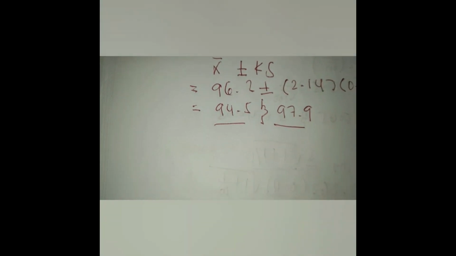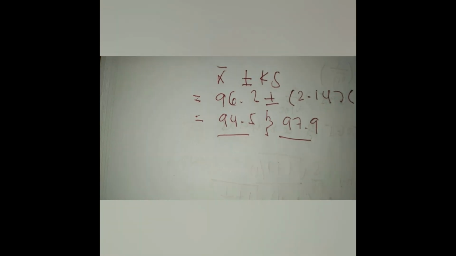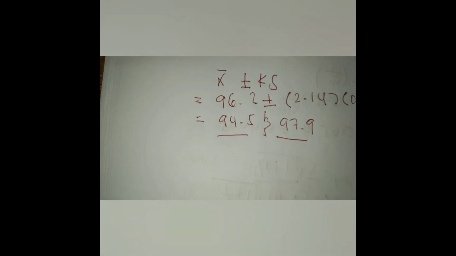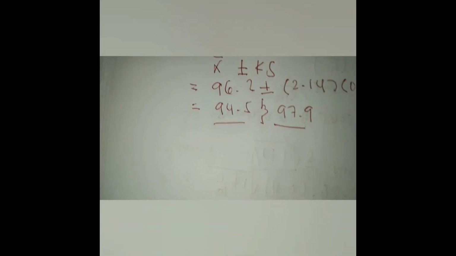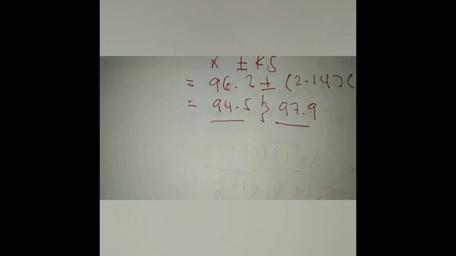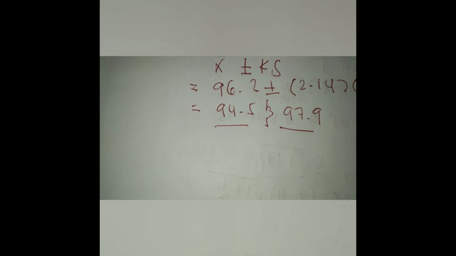This tells us that the lower and upper bounds are 94.5 and 97.9. We are 95% confident that the above range covers the central 90% of the distribution of 95% lean beef packages. So we got this final answer.